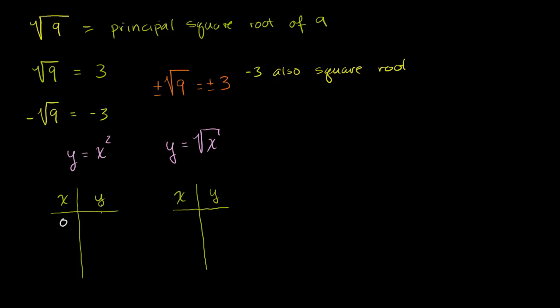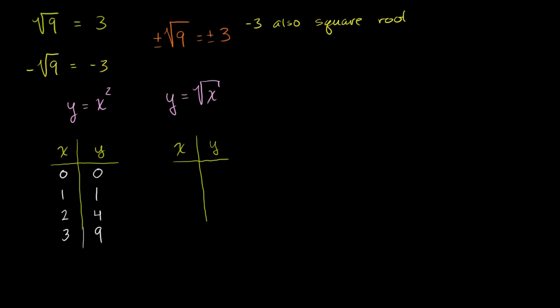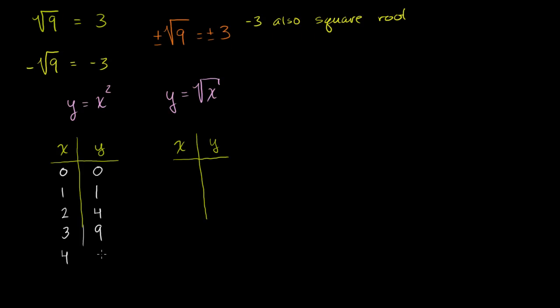When x is equal to 0, what's y going to be equal to? Well, y is x squared, so 0 squared is 0. When x is 1, y is 1 squared, which is 1. When x is 2, y is 2 squared, which is 4. When x is 3, y is 3 squared, which is 9. Let me add 4 here. When x is 4, y is 4 squared, or 16. We've graphed our parabolas. This is all a bit of review.